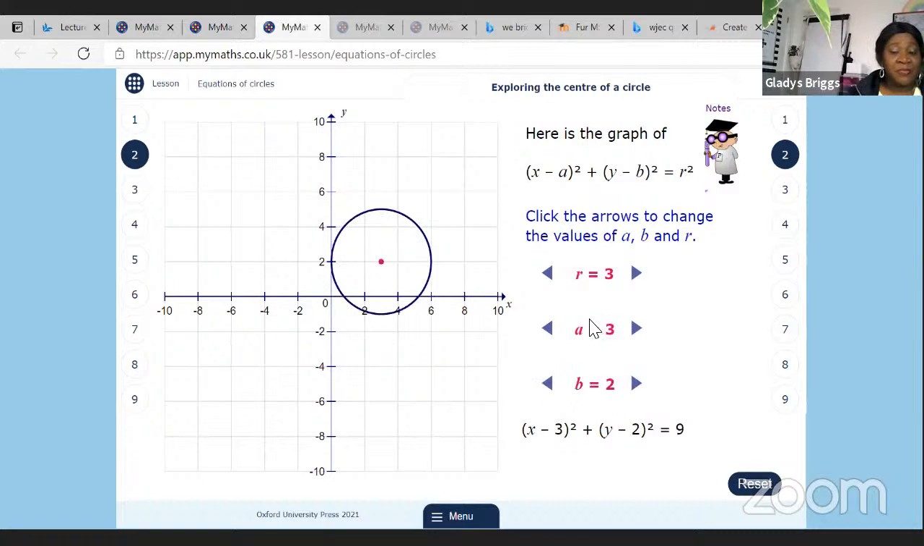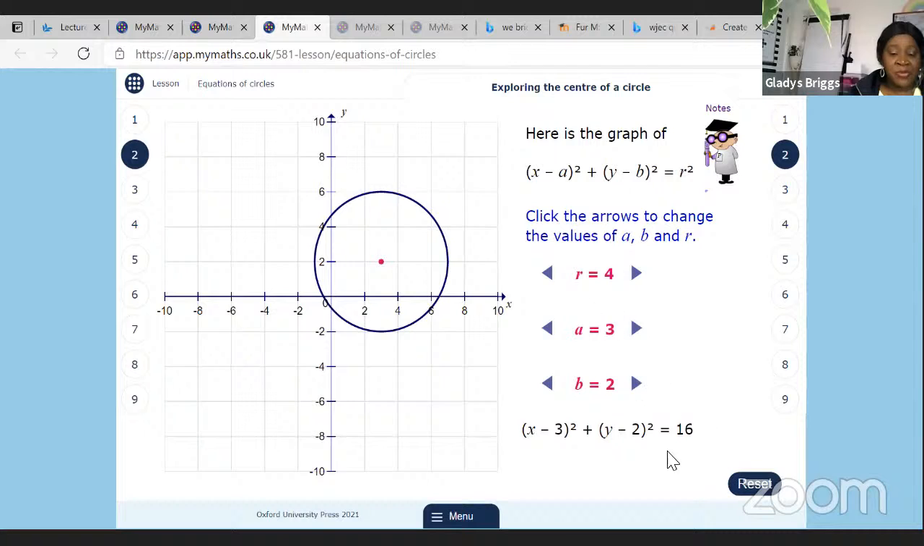So a and b represent the x and y coordinates. If you put it on negative, it's going to move to the left. If you put it on positive, it's going to move to the right. For y, it's going to move up or down if you change it to positive or negative. So you can see what is happening. If I put this on 4 now, you will see that r squared has become 16, and x is now x minus 3, and y is now y minus 2.